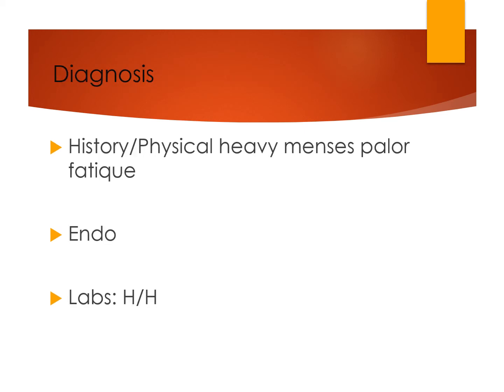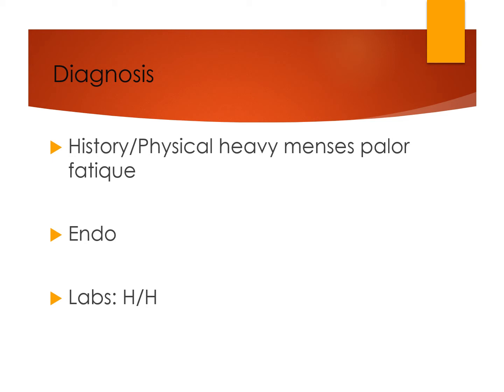Again, diagnosis of blood loss requires a very detailed history and physical, looking for ideas of, is heavy menses part of the problem? What's going on with pallor? What's going on with fatigue? What's going on with activity intolerance? And endoscopy also serves as a good piece of data for diagnostic purposes. And labs of the hematocrit and hemoglobin are also essential.